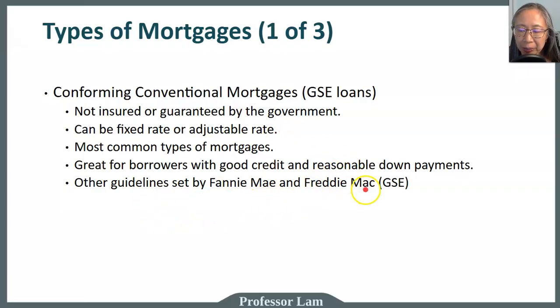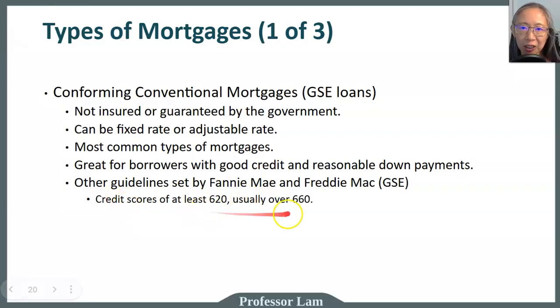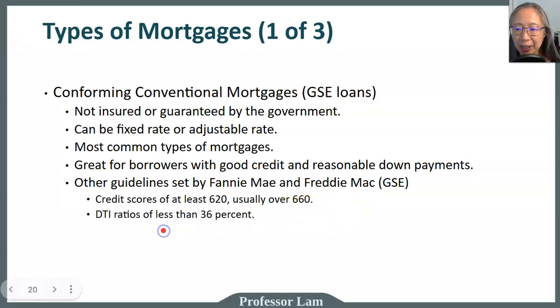So Fannie Mae and Freddie Mac, these are the minimums. The minimum credit score must be 620. Usually people who qualify for conforming conventional mortgages have a credit score higher than 660. They must have a debt to income DTI ratio of less than 36%. Remember, in the criteria, we use 30 to 35%. So 35% is a little bit conservative, and you don't want to be just squeaking under. So if your DTI ratio is less than 35% and you have a credit score in the 700s, then you're in very good shape.